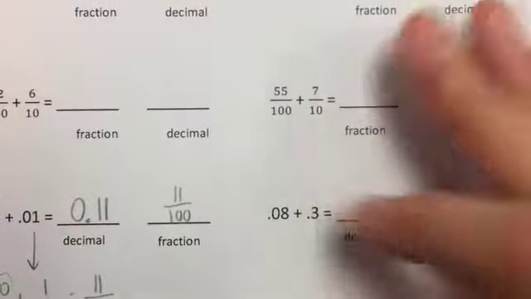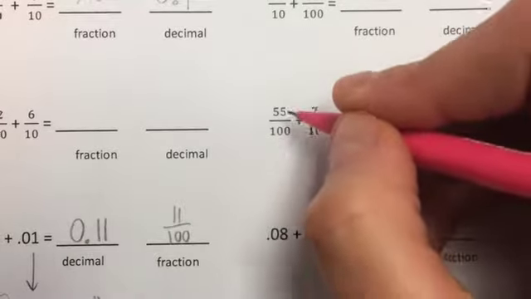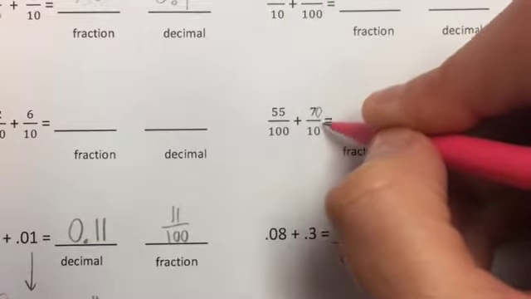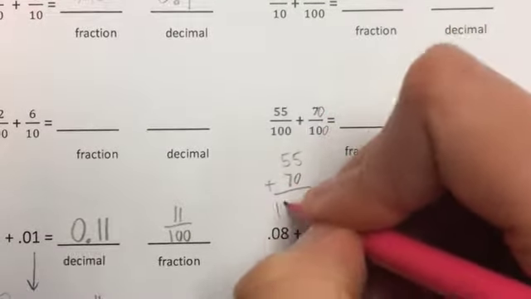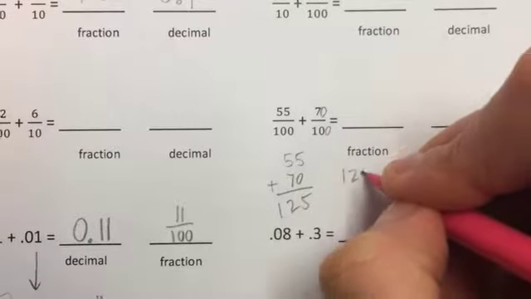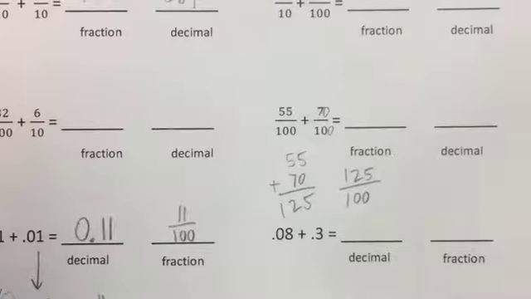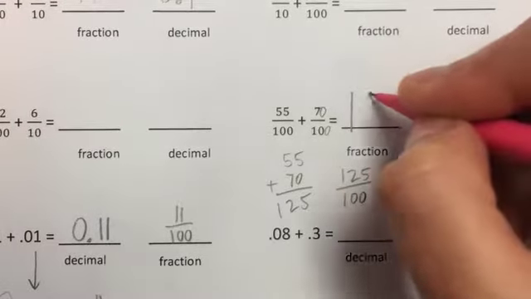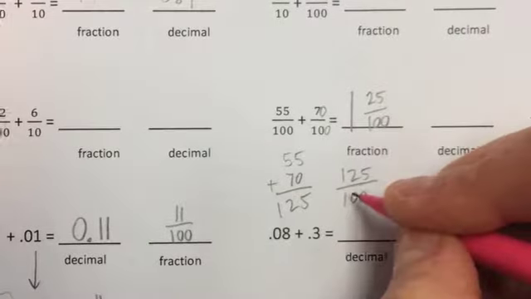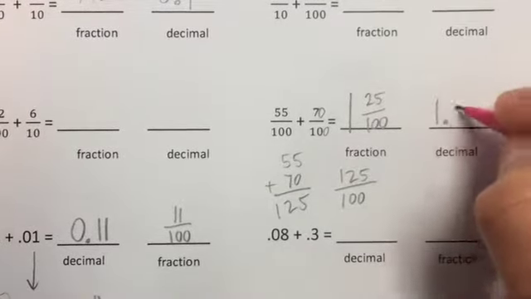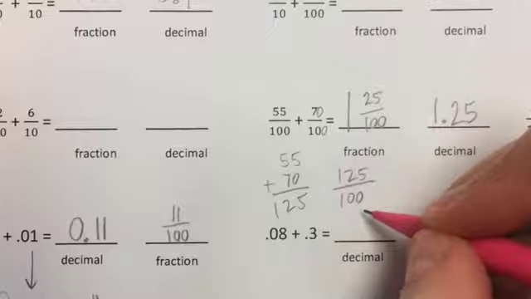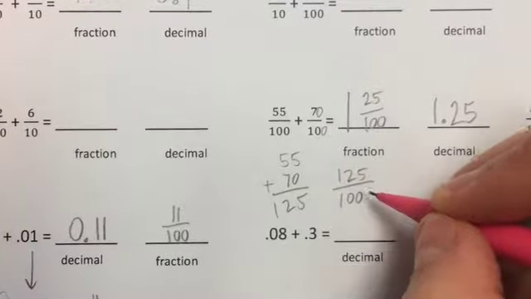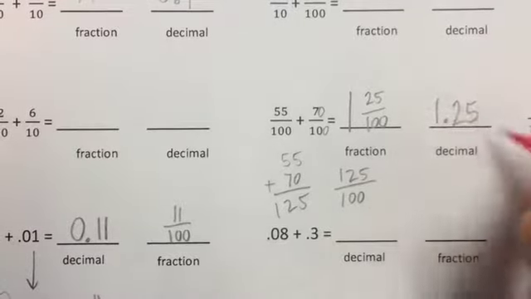Some of the kids get a little bit confused also when we do problems like this. So 55/100, I'm going to add it to 7/10. I'm going to change it to 70/100. Well, here when I add these together, I get 125/100, which is an improper fraction. But I can change that into 1 and 25/100. And then I just change it to the decimal, 1 and 25/100. I know that it has to have a whole because it's more than 100. It's an improper fraction or a fraction greater than 1, and so I have to change it.